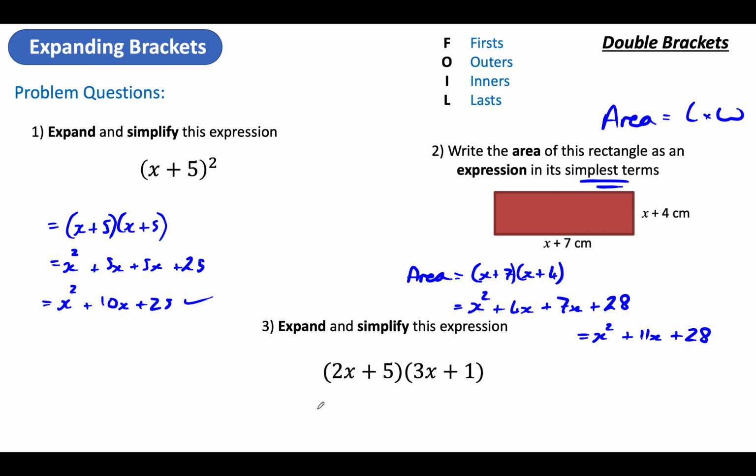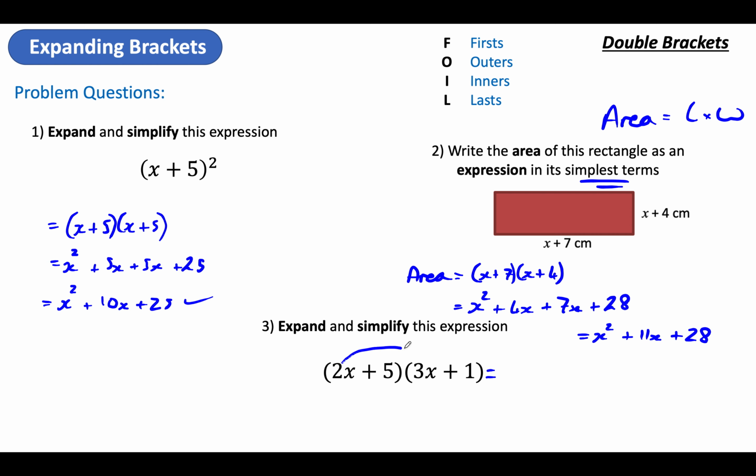Right, this one I will do a bit more on. Expand and simplify this expression. It looks straightforward, but look, we've got some coefficients with x. That means there's a number touching x. Posh word, coefficient. So the coefficient of this x here is 2. Coefficient of this one is 3. But we're going to do the same thing. We're still going to do FOIL.